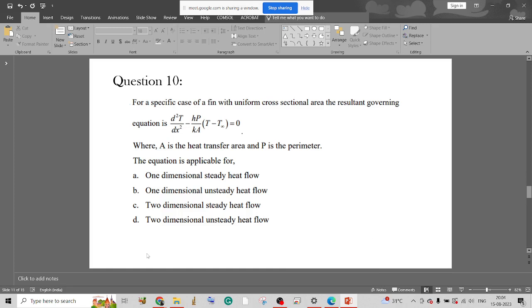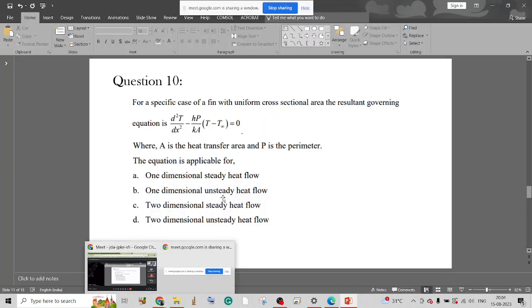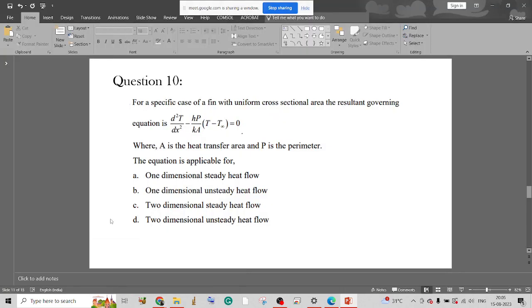So, for a specific case of a pin fin with uniform cross-section area, the resultant governing equation is this one, as we have already seen, where A is the heat transfer area and P is the perimeter. The equation is applicable for which of the following conditions? One-dimensional steady-state heat flow, one-dimensional unsteady heat flow, two-dimensional steady-state heat flow, or two-dimensional unsteady-state heat flow.